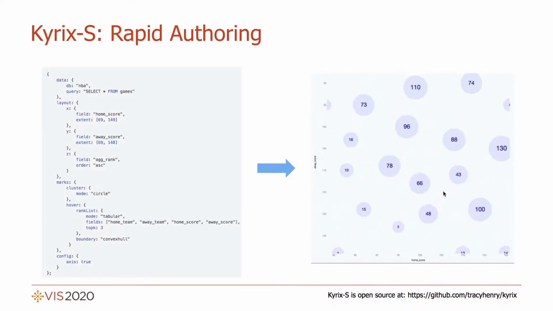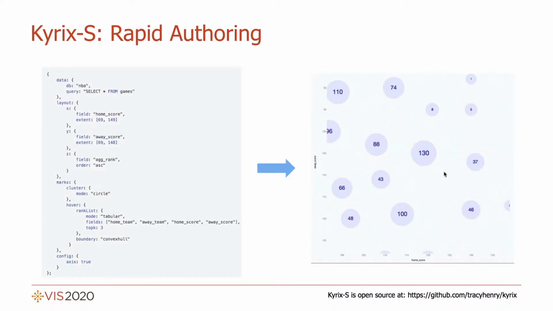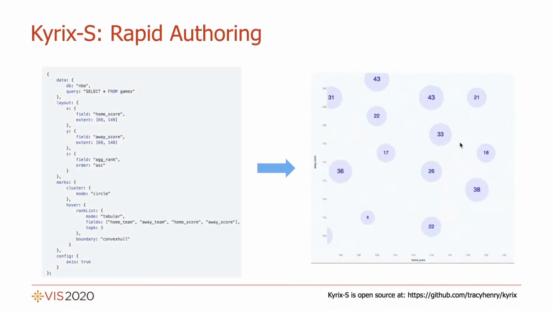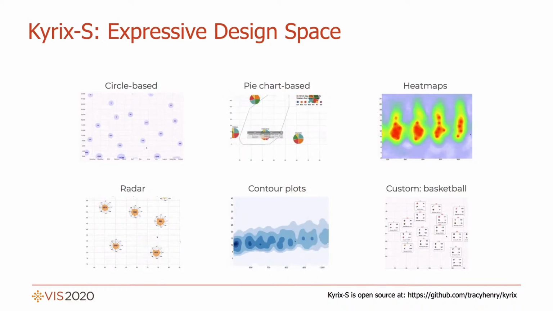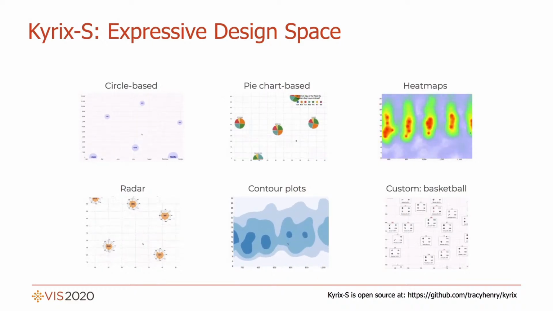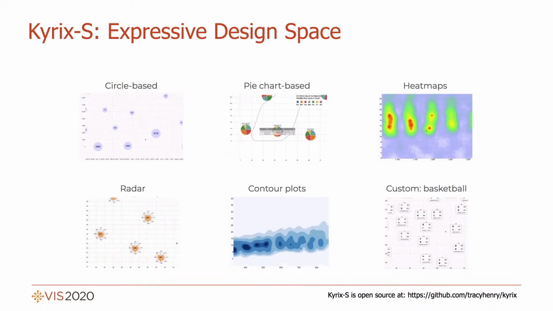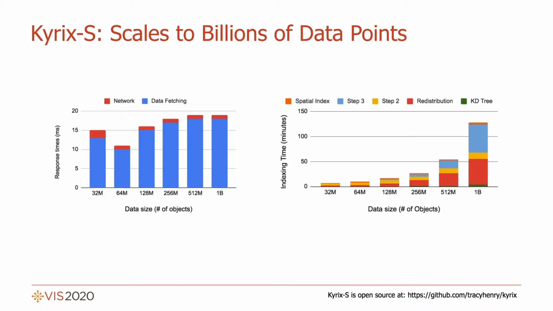CarxS is an authoring system which enables rapid creation of zooming-based scatter plot-like visualizations in just tens of lines of JSON. We contribute a declarative grammar for such visualizations, which captures a large design space. By working with multi-node database spatial indexes, CarxS enables interactive browsing of billions of data points.